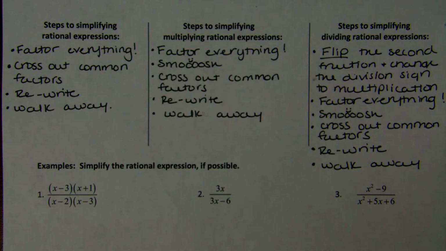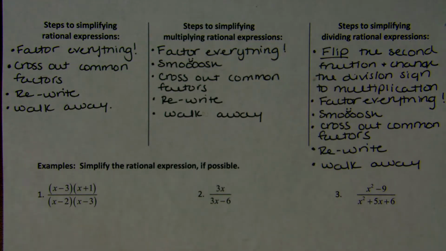After you've done that, you've got a whole bunch of factors all in one big fraction. You cross out common factors, so things that are the same in the top and the bottom, we're going to cross those out. And then we're going to rewrite the fraction without those common factors so it's simple. And then walk away. Just walk away at that point. Don't try to do any multiplication. Don't try to multiply anything out or make it look more simplified. Just walk away, leave everything factored. All right, so that's multiplication.